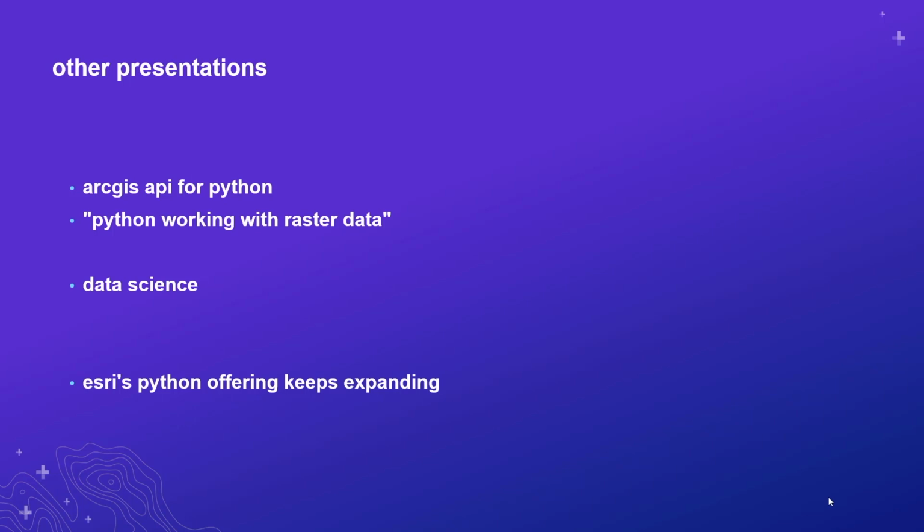So this concludes the presentation on processing feature data with Python. It's one of many presentations that we have this year at the Developer Summit. There's many dedicated presentations for the ArcGIS API for Python. There's a sister presentation to this one called Python Working with Raster Data, exploring more of ArcPy's offerings when it comes to raster processing. And there's many, many presentations about data science and basically the platform itself, doing raster processing, using Python as part of the ArcGIS platform.